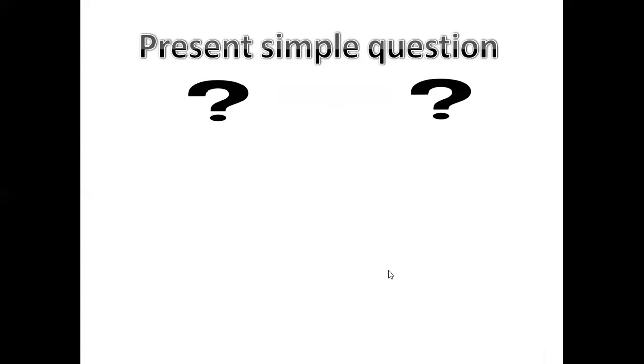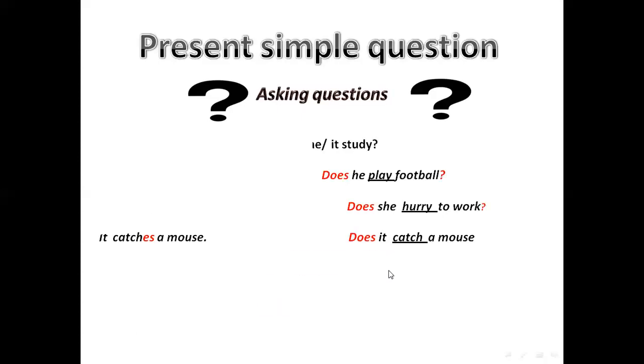Now we study how to make yes/no questions with he, she, and it, or a singular subject. He plays football. Remember that we put S here. But in the question, we start with does. Does he play football? And we cut the final S.